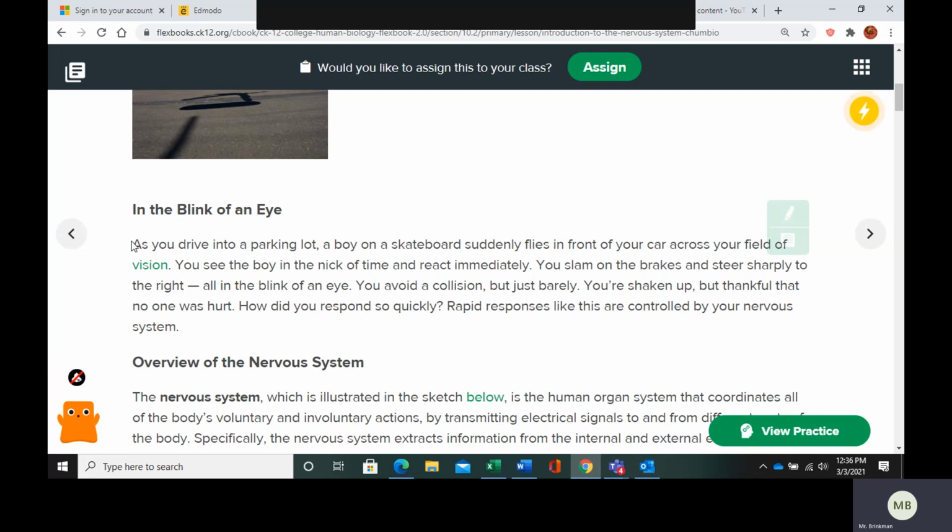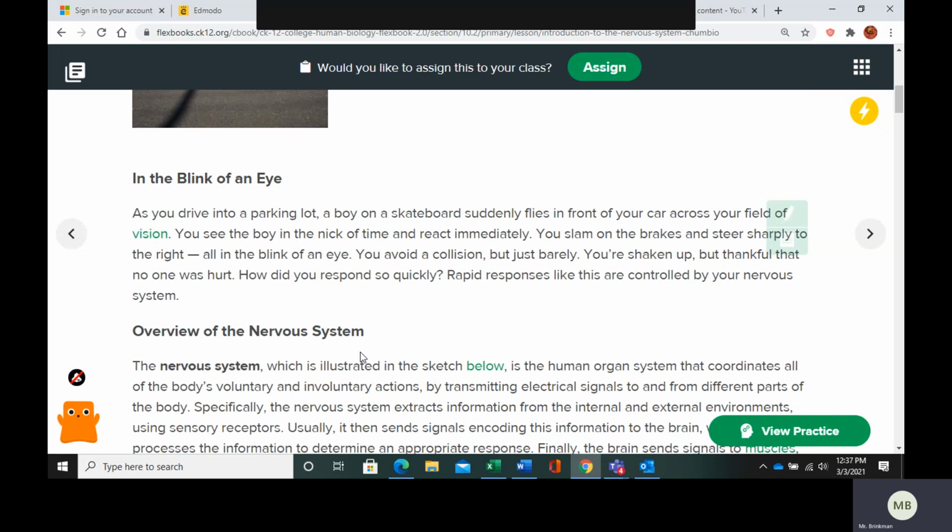As you drive into a parking lot, a boy on a skateboard suddenly flies in front of your car across your field of vision. You see the boy in the nick of time and react immediately. You slam on the brakes and steer sharply to the right. This is a very fast process. You avoid a collision, but just barely. You're shaken up, but thankful no one was hurt. How did you respond so quickly? Well, that would be by your nervous system.